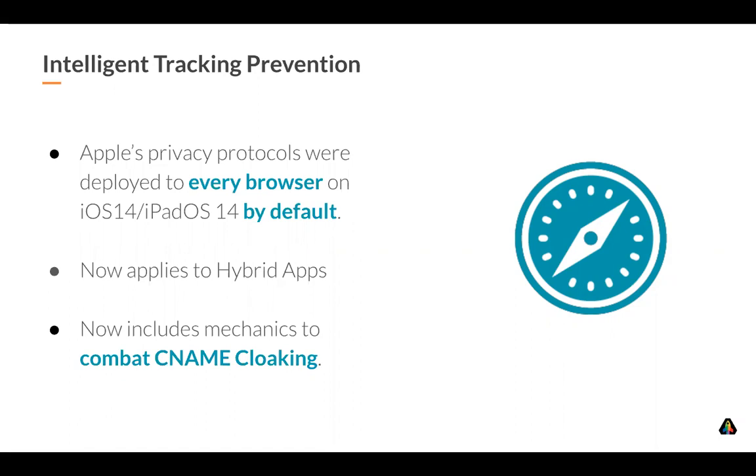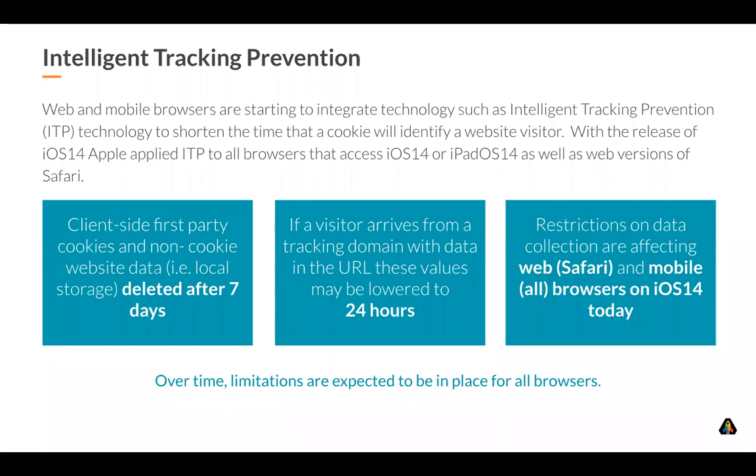Then new this month, with the release of iOS 14.2 and macOS Big Sur, they have deployed mechanics to combat CNAME cloaking, which I will discuss in a second. But essentially how this plays out is the following. For client-side first-party cookies and non-cookie data, such as local storage, you will see those pieces of data be systematically purged without any interaction from the user after 7 days. If the user arrives from a domain that the device has classified as having cross-site tracking capability, and there are name value pairs in the URL, then that might be reduced to 24 hours. And that is a common scenario from social networks and paid media.